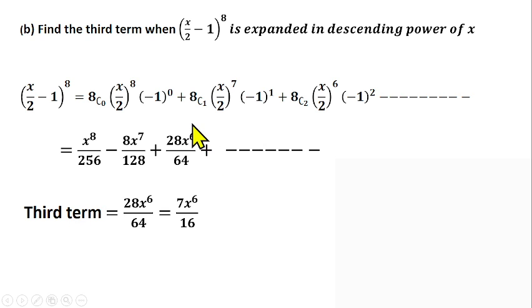So the third term, which is this, that should give us 28 s raised to power 6 over 64. 4 can go here, 4 can go here. That means you have 7 s raised to power 6 over 16. So that means the third term is 7 s raised to power 6 over 16 for question number 10b. So we have been solving WAEC 2023 further mathematics theory questions.